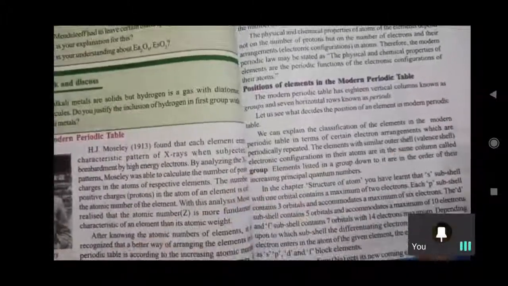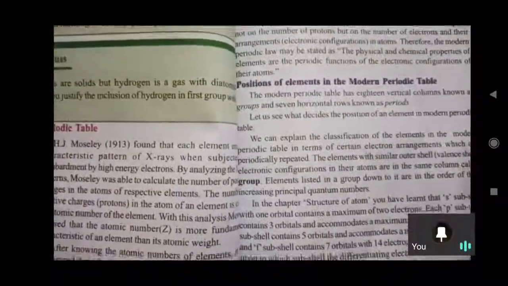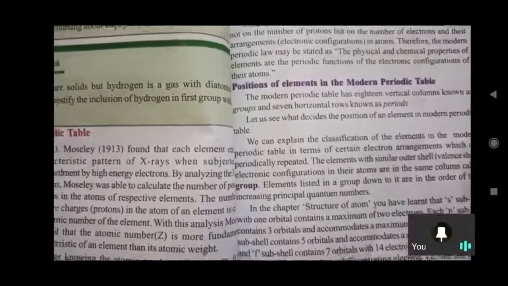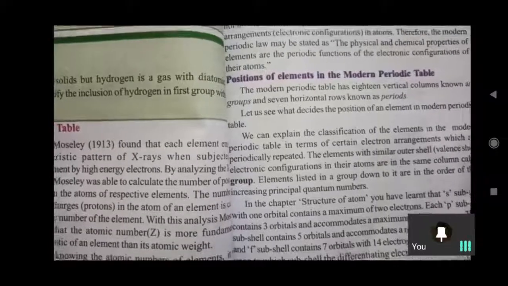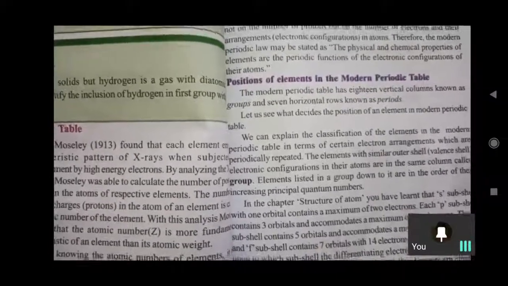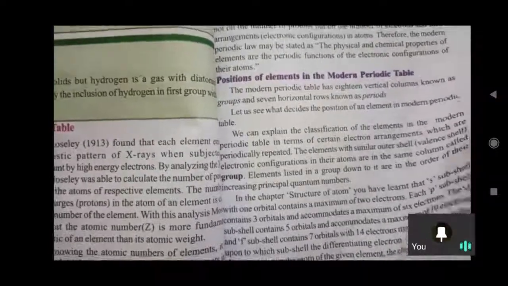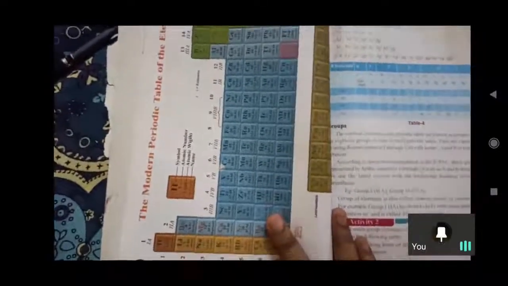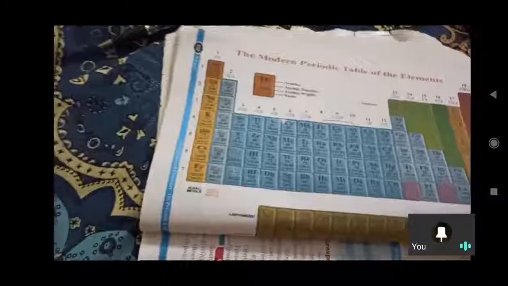So in that manner we are going to discuss in this lesson, and how the positions of the different elements in the modern periodic table, how many groups are there, how many periods are there, how they are arranged according to the properties, chemical properties and physical properties taken into consideration, and according to their properties they have been arranged in this manner. This is the modern periodic table we are going to discuss in this lesson.